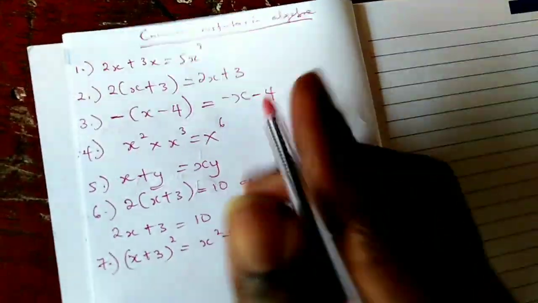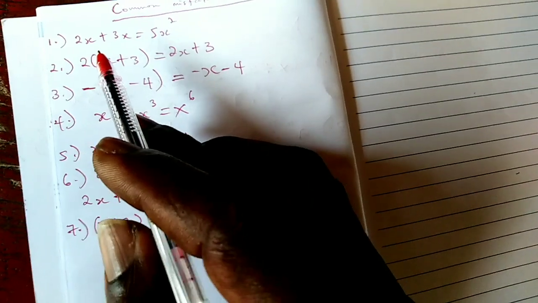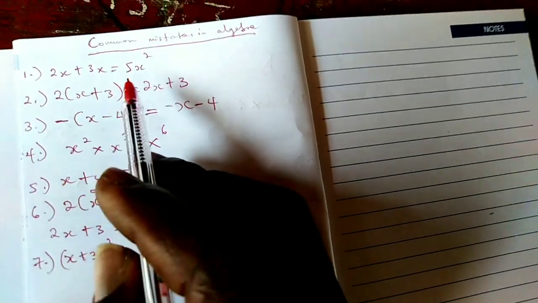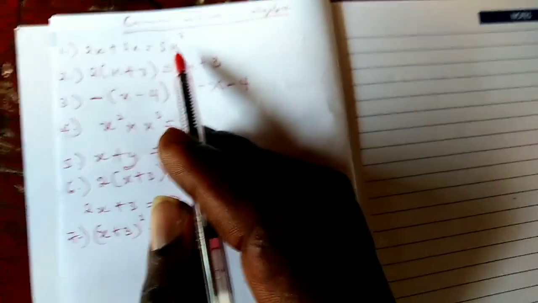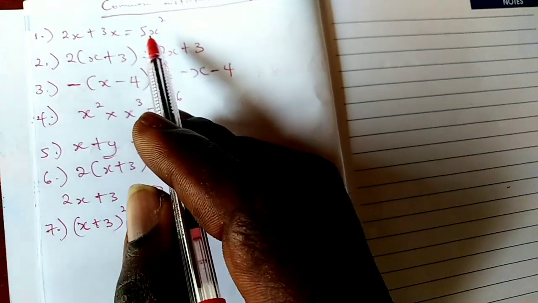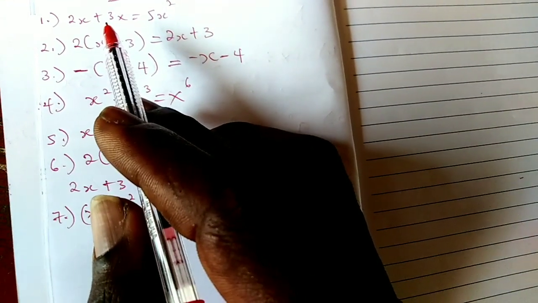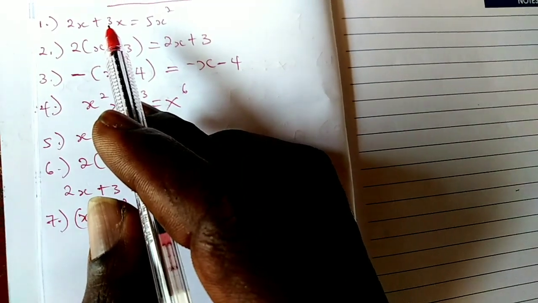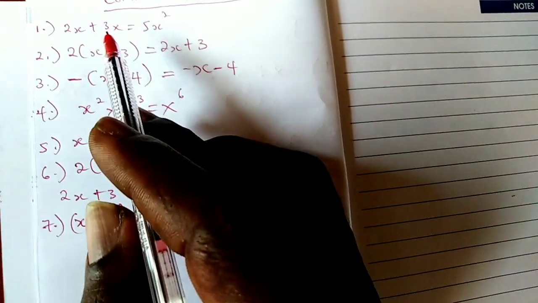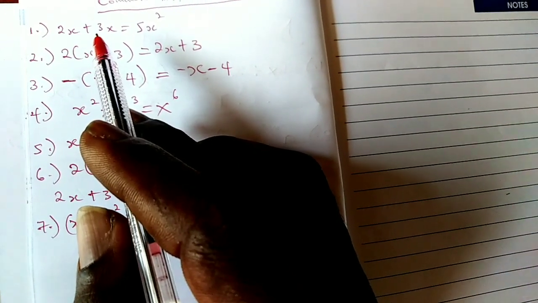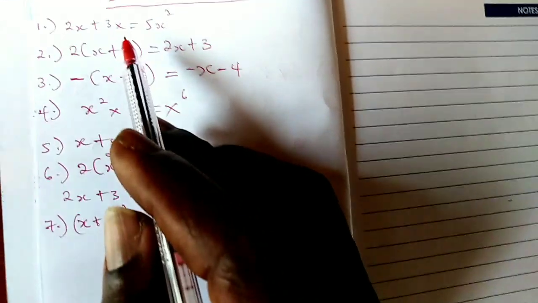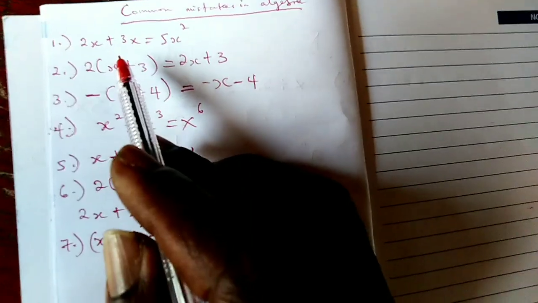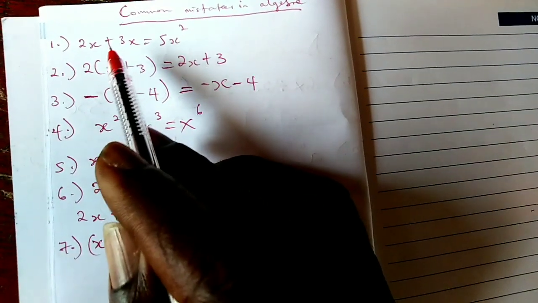So for this, 2x plus 3x equals 5x squared is wrong. The mistake here is that you are not supposed to multiply the variable. It's supposed to be 2x plus 3x equals 5x, because there's no multiplication sign here. You understand? That's what makes this wrong.